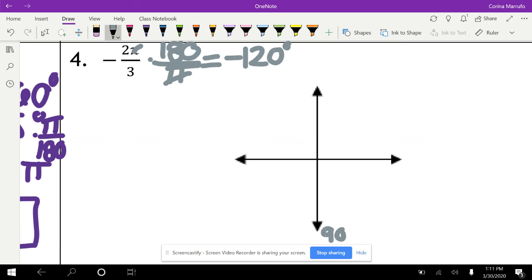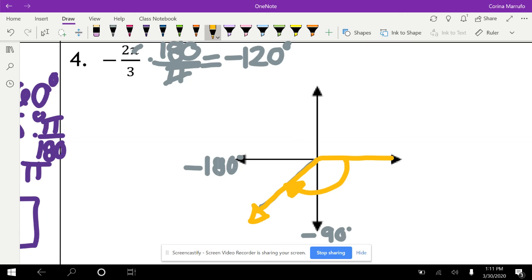So when we're graphing it, this is 90 and this is 180. Okay, it's in the negative direction. So 120 lands between 90 and 180. So this is our terminal side. This is our initial side, and this is going in this direction. Okay, so that's the given angle.